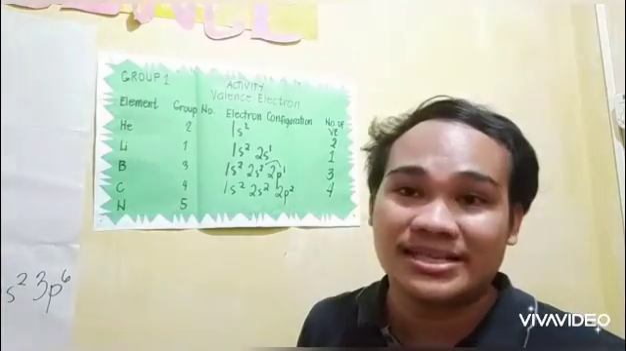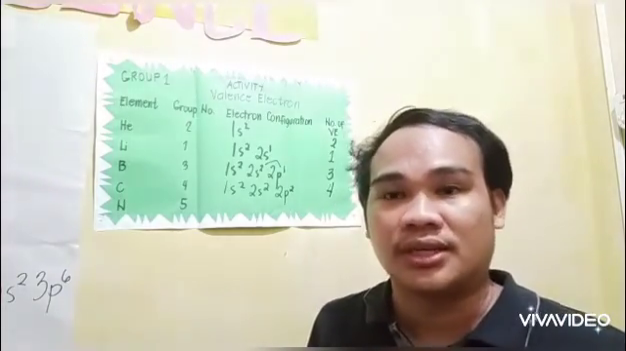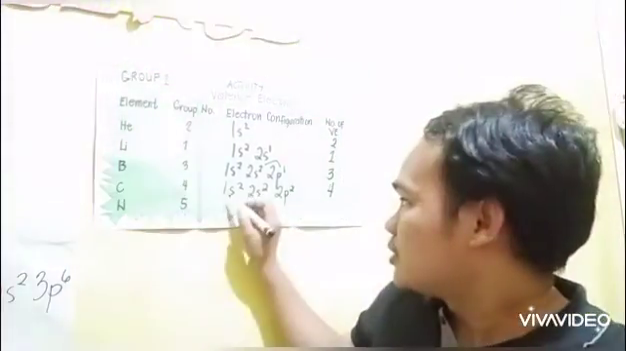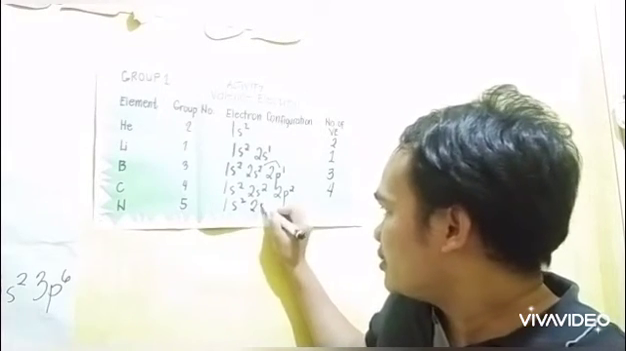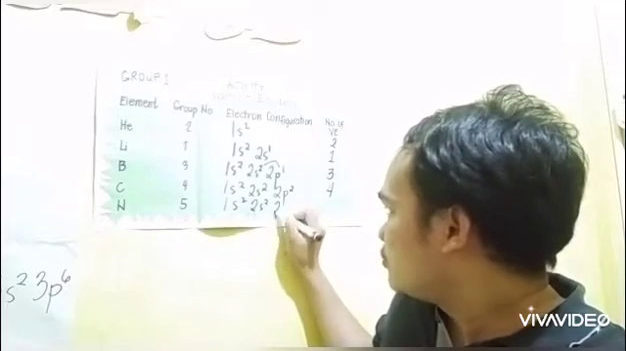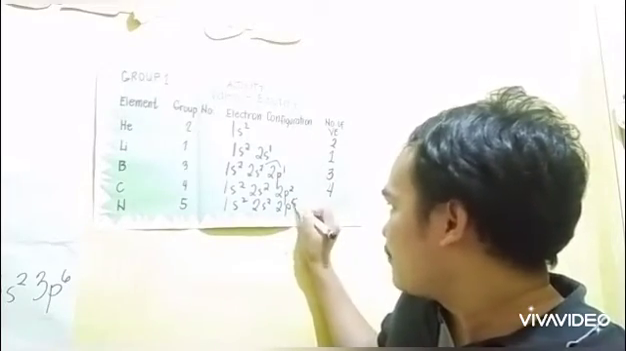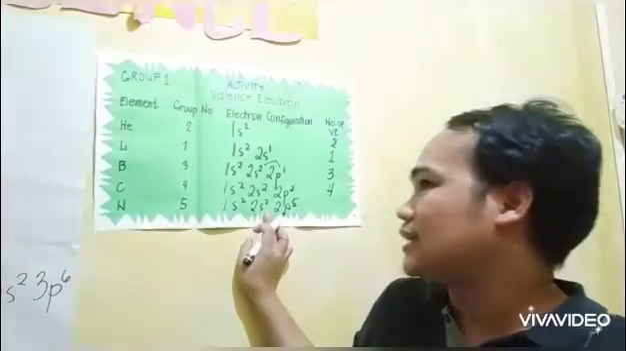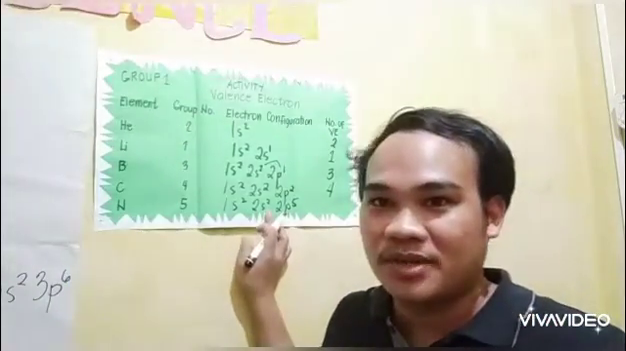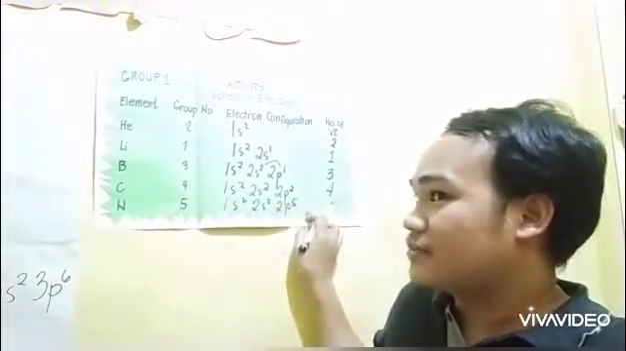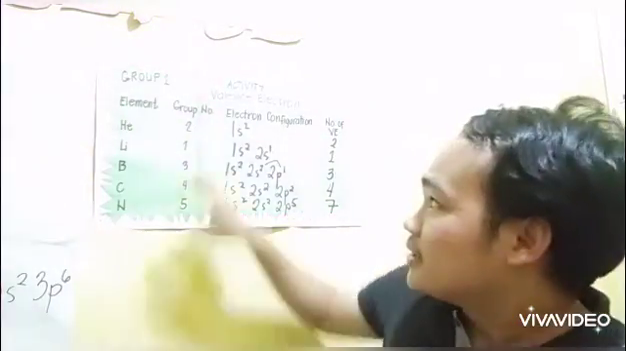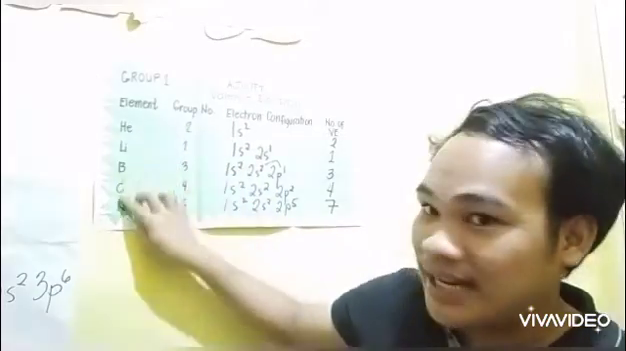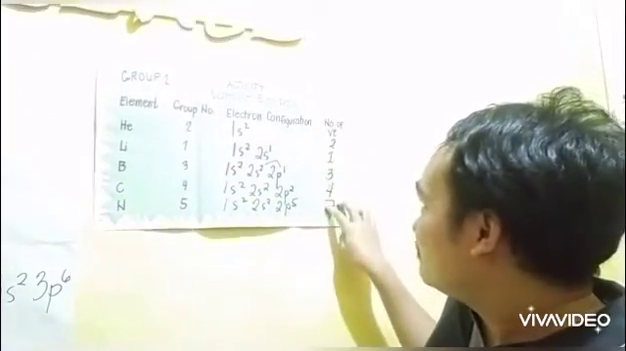And then another one, we have nitrogen. So what is the atomic number of nitrogen? Okay, 7. So 1s2, 2s2, and then 2p3. So if we're going to add the electrons of the highest principal energy level, we have 2 plus 3 is equal to 5. So you will notice that the group number of the given elements is equal to the number of valence electrons.